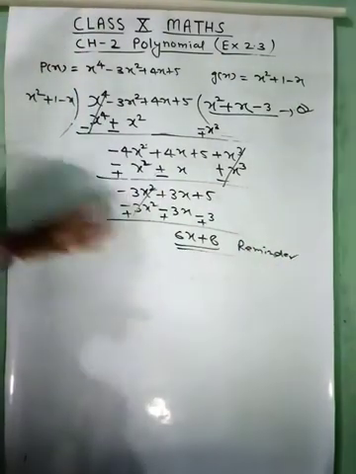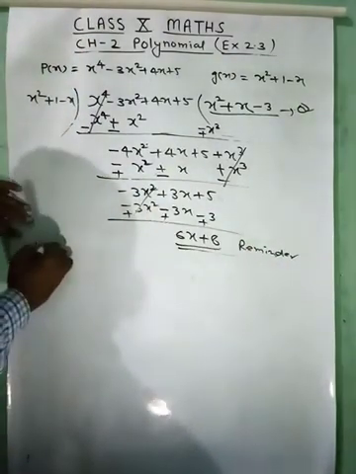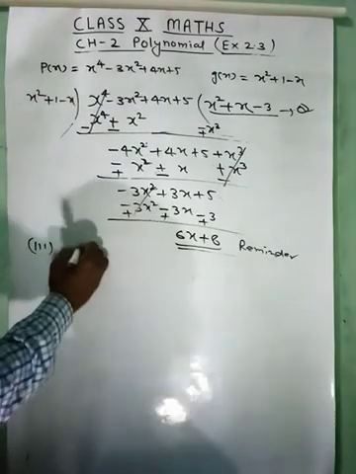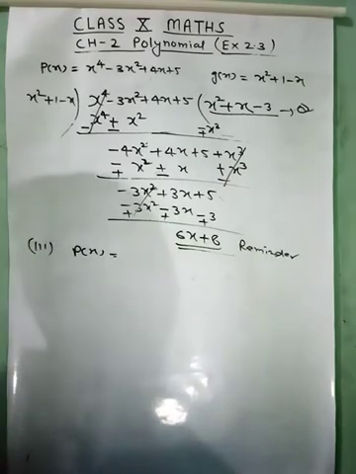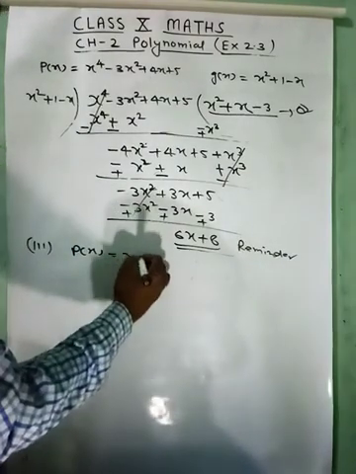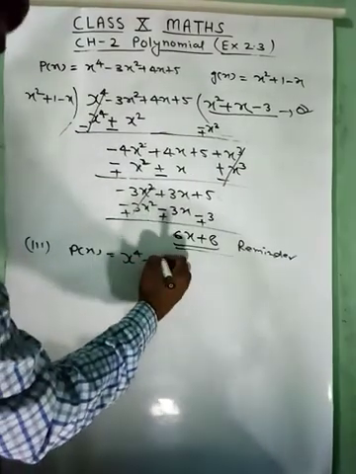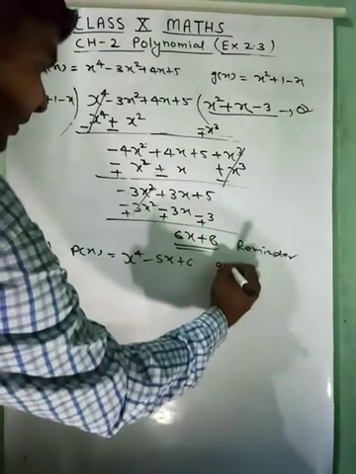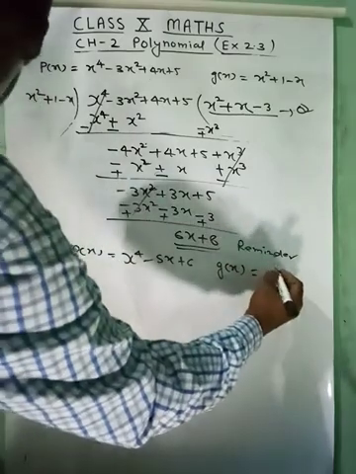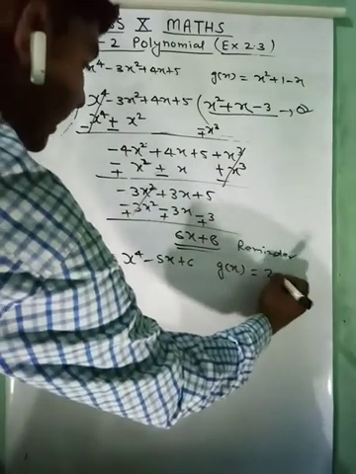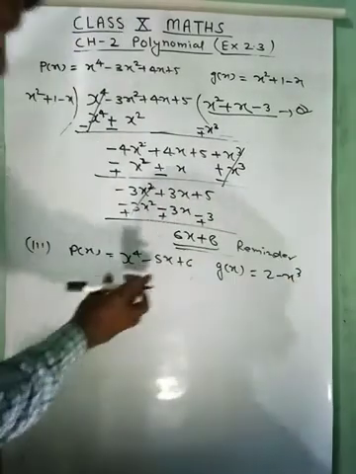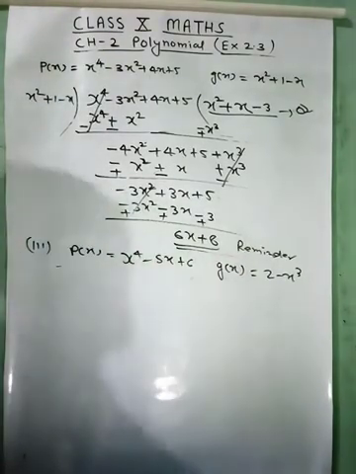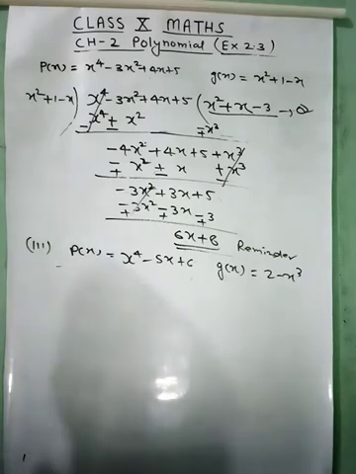Clear. Now third question you have to do. I will tell you the third question. It is p(x) is equal to x power 4 minus 5x plus 6 and g(x) is equal to 2 minus x cube. You have to divide p(x) by g(x). You have to do. Now next question.